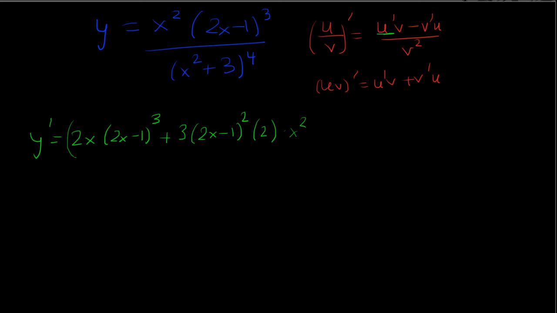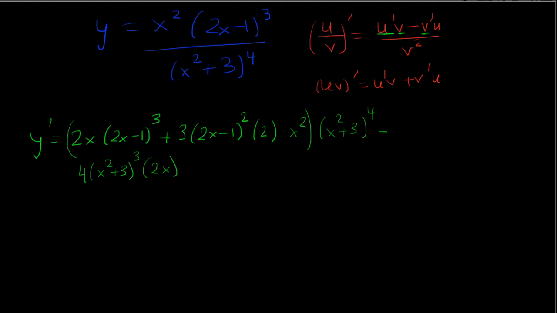Okay, so that completes the product rule for the top, and then we're multiplying that by the bottom, so that'd be x squared plus 3 to the fourth. Okay, so we've done that. Minus, now we're going to take the derivative of v. Taking the derivative of the denominator involves the chain rule. We're going to bring the exponent down, keep the inside the same, subtract 1 in the exponent, and then take the derivative of the inside.